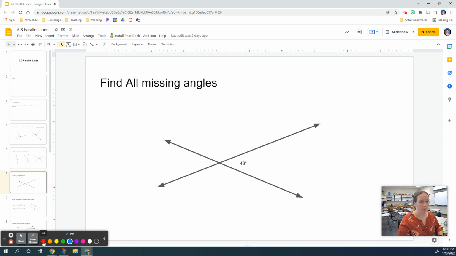Okay, so the easiest one to do is, I know that this one is also 46 degrees. Okay, in order to find these two, I need to do 180 minus 46. You get 134 degrees. Since these two are across from each other, I know they're the same.